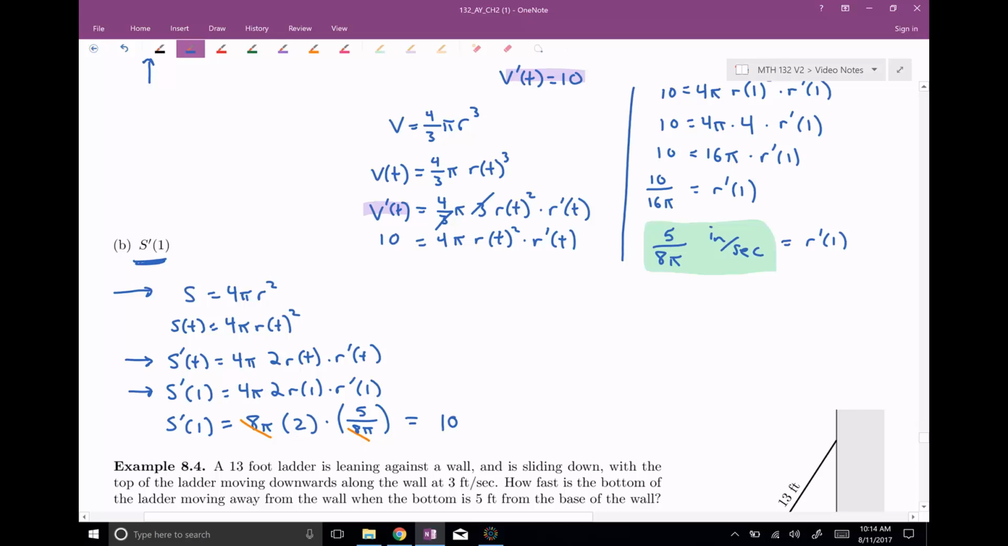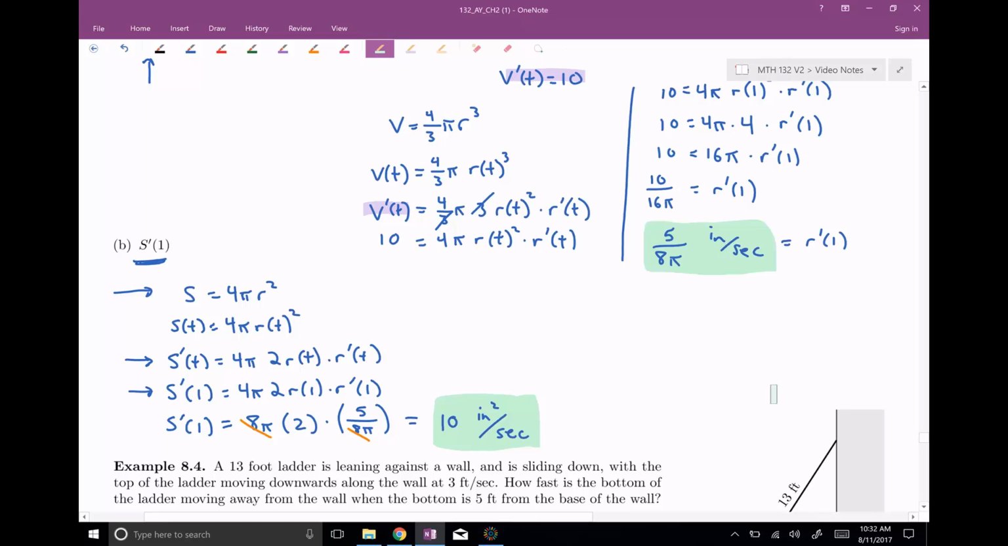Again, I want to remember my units in this case. My units for surface area are going to be square inches. And then this is the derivative, how it is changing, so the derivative is going to have units for surface area divided by the units of the independent variable, time in this case. So this is going to be square inches per second. So there we go, there's my final answer for this problem.